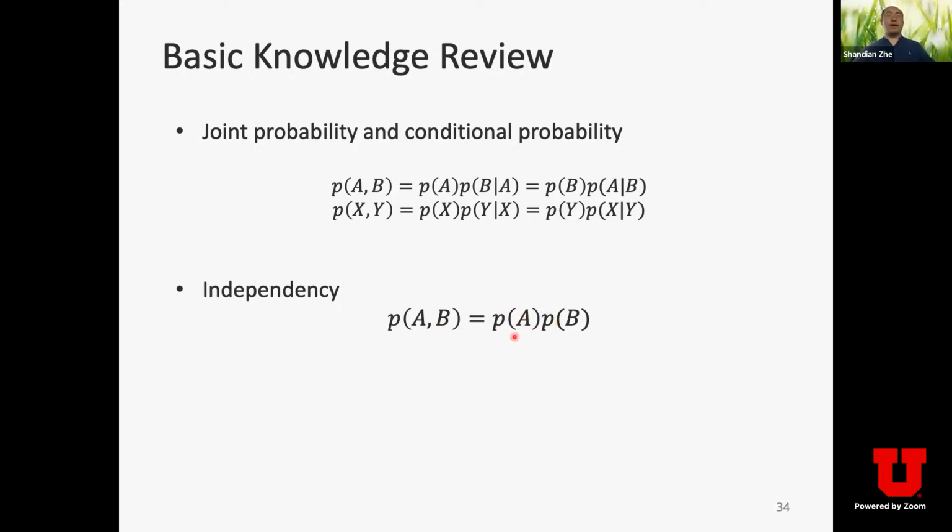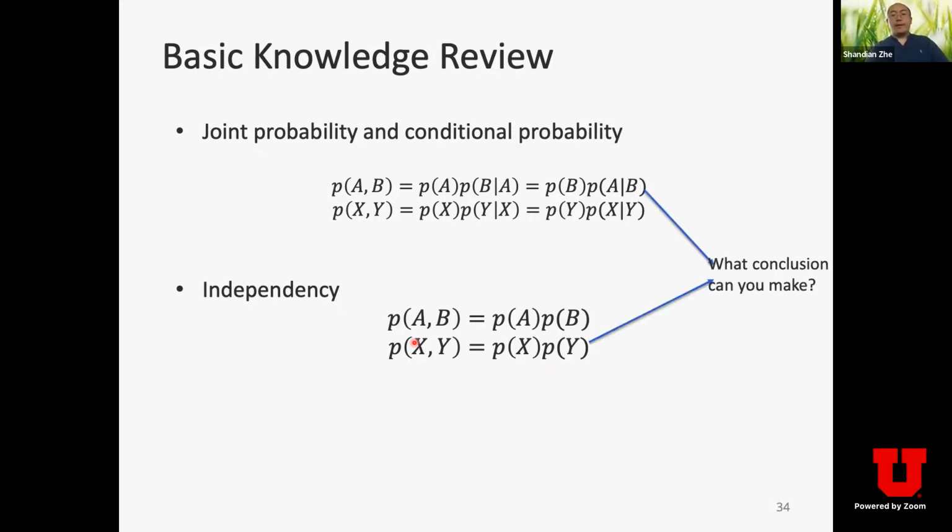So basically, you can view A and B as happening independently. The chance they both happen is just the product of the chance each individually happens. Similarly, we can define independent random variables: if the joint probability of variables X and Y equals the product of their marginal probabilities, that means X and Y are independent of each other, or mutually independent.